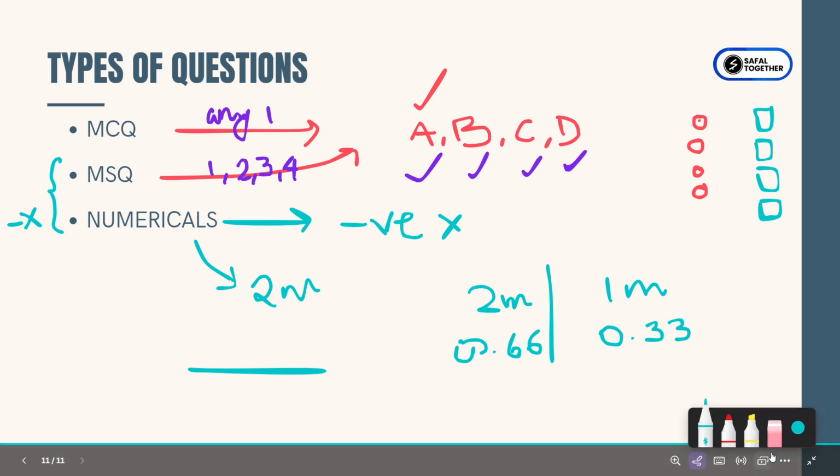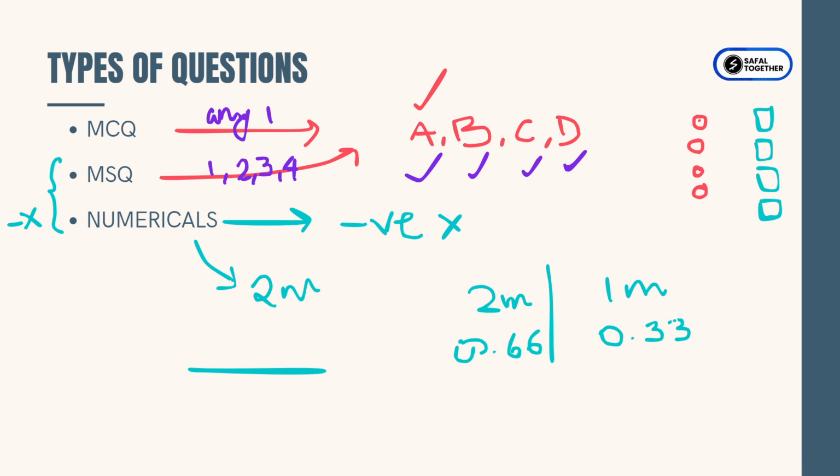Also, in your GATE paper, when you're giving the exam, you will be notified of how many marks it is in total, or that particular question, whether it is a 1 mark question or a 2 mark question, and if at all you get it wrong, how much of a negative effect it would have.